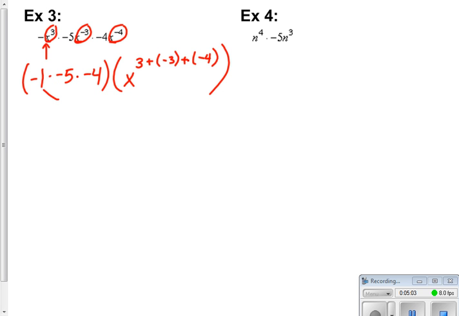Here we get negative 1 times negative 5 is 5. 5 times negative 4 is negative 20. And we say x, well, 3 plus negative 3 is 0. 0 plus negative 4 is negative 4.